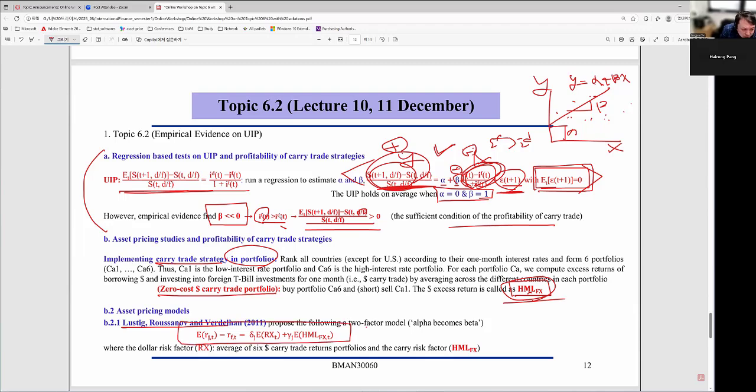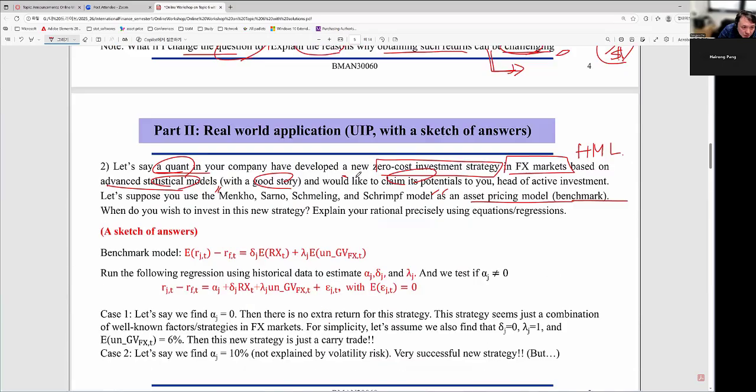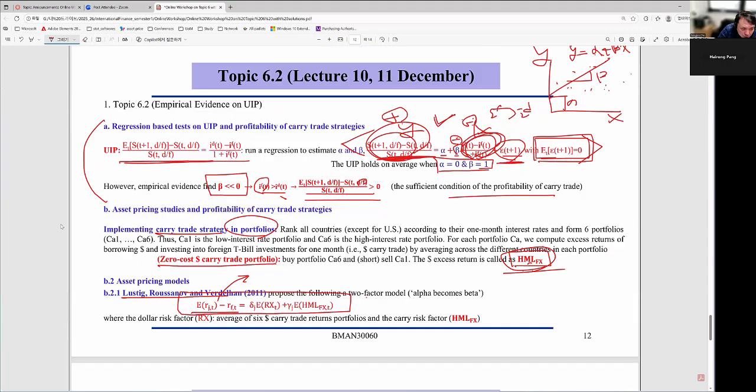They propose this asset pricing model, the benchmark model. What is the meaning of a benchmark model? On the left-hand side, this could be the return from any currency strategy, something like what is asked in these questions. Develop a new strategy, and based on that new strategy, they come up with a zero cost investment, something like high minus low. So what they did is use some statistical model, in the carry trade case, this one. So using a statistical model, they come up with a new way to make profit by investing in the FX market.